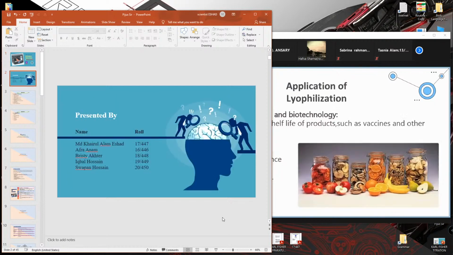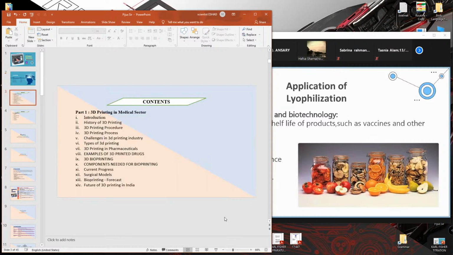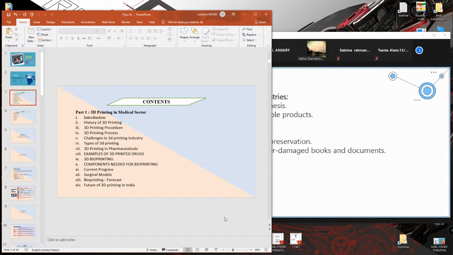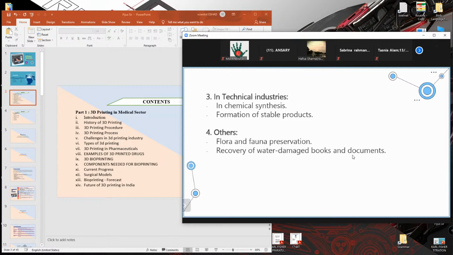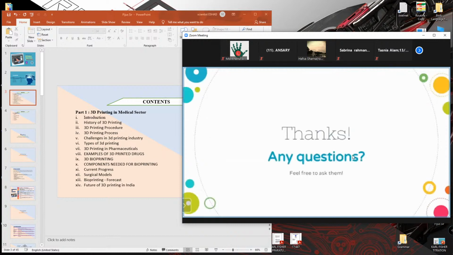Here are some applications of lyophilization. In pharmaceuticals and biotechnology, it increases the shelf life of products such as vaccines and other injectables. In the food industry, it is used to produce essence agents and to preserve food. In technical industries, it is used in chemical synthesis, formation of stable products, and others, flora and fauna preservation, and recovery of water damaged books and documents.